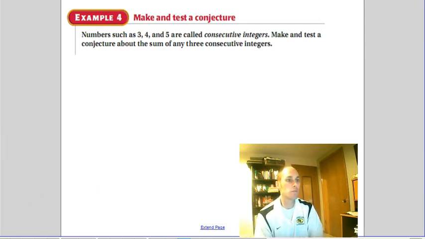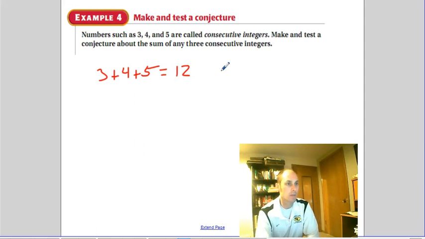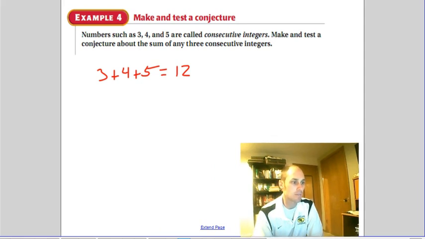It says numbers 3, 4, and 5 are called consecutive integers. Make and test a conjecture about the sum of any 3 consecutive integers. Well, let's just see what happens when I take 3, 4, and 5. When I find the sum of those 3, 9, I get 12. Why don't you try a couple of your own? See if you can come up with a pattern or an observation based off of what you choose. So try different sets of consecutive integers and see what you get.